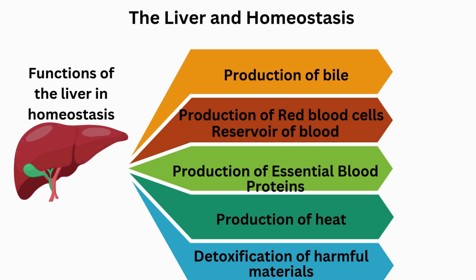Production of bile. The liver is the organ that produces or synthesizes bile, which is stored in the gallbladder. The bile formed is transported to the duodenum via the bile duct. The function of the bile is to aid the emulsification of fat, which enhances its digestion and absorption.